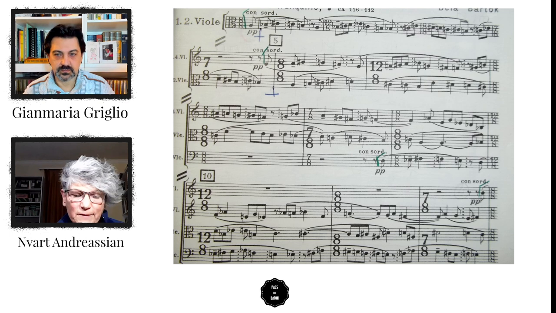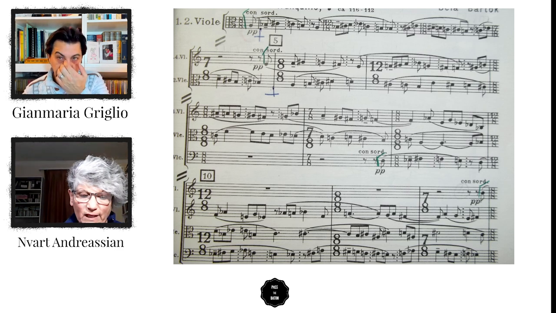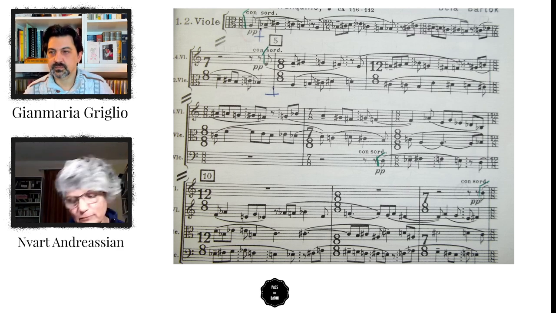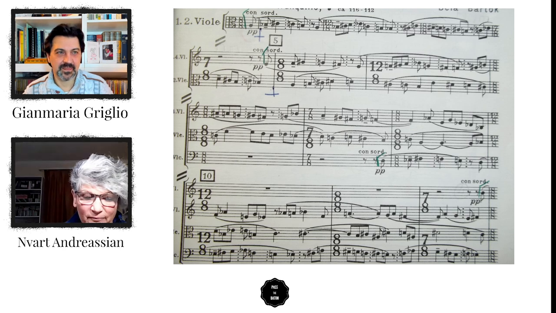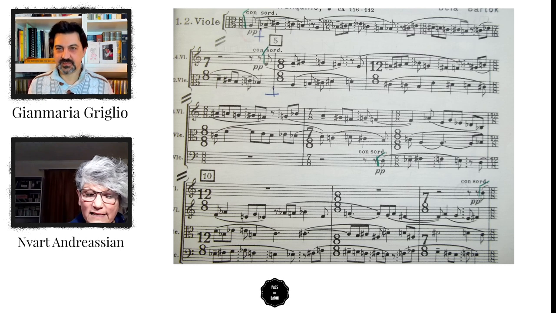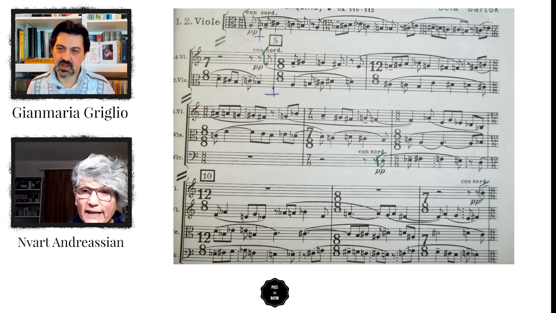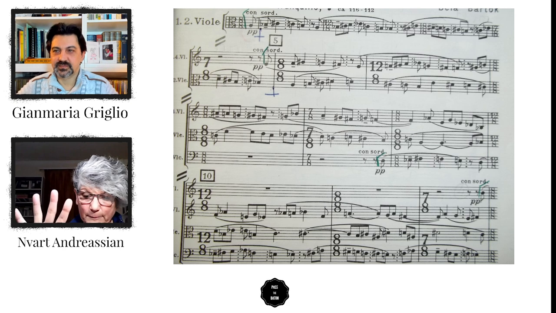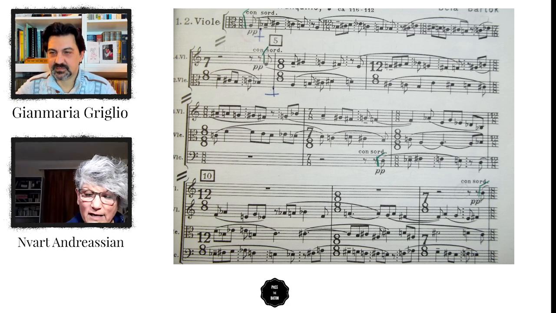If we begin to speak about technique, the first bar, A-flat, C, D, without transposition, it's easier. It's in three. Then the second phrase of 12/8 is in four. The next 8/8 is in three. 7/8 is in two.